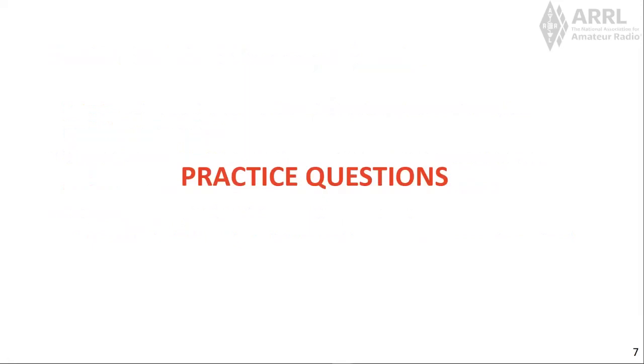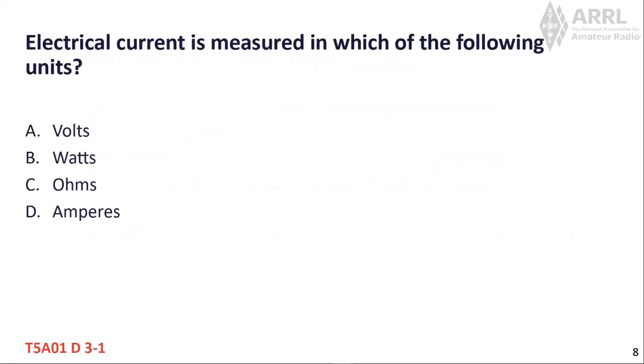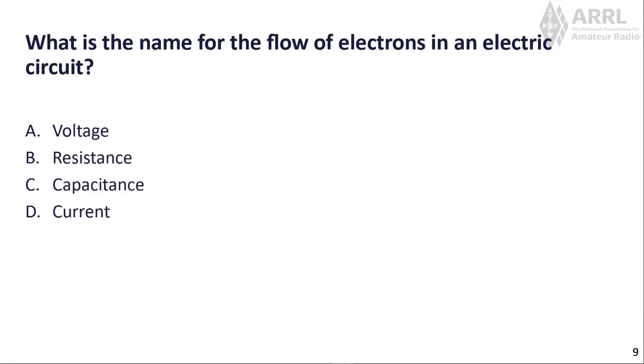Do some practice questions. Electrical current is measured in which of the following units? We measure current in amps. D. What is the name for the flow of electrons in an electric circuit? And when electrons flow, that's a current. D.